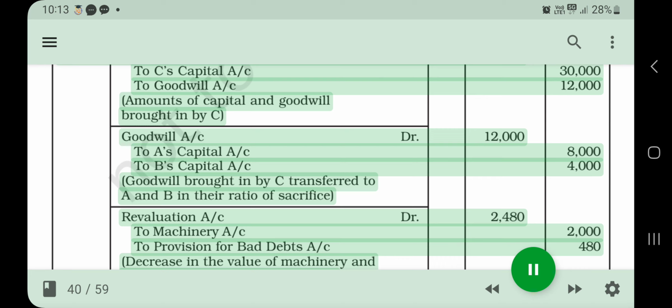C. Goodwill A/c Dr. 12,000, to A's capital A/c 8,000, to B's capital A/c 4,000, goodwill brought in by C transferred to A and B in their ratio of sacrifice. Revaluation A/c Dr. 2,480, to machinery A/c 2,000, to provision for bad debts A/c 480, decrease in the value of machinery and creation of provision for bad debts.